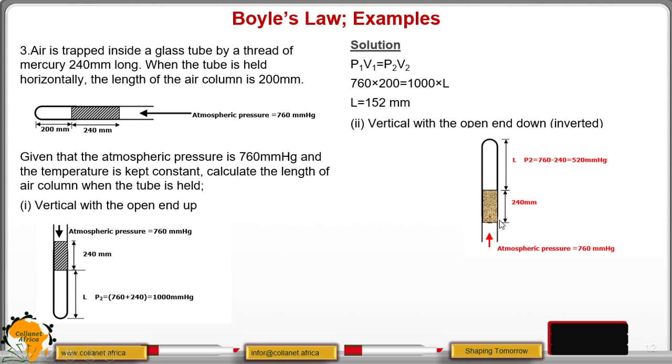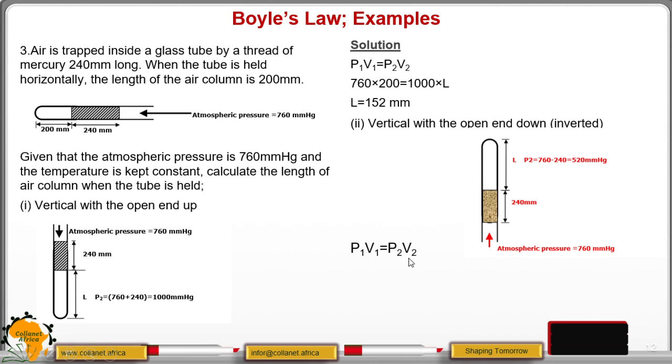Now, if you look at this diagram, you will find that there is atmospheric pressure. Remember, atmospheric pressure acts in all directions. And that is why in our case here we have it acting upward. And now we have this thread of mercury that was here, acting downward. So now we need to get the resultant pressure. For us to get the resultant pressure, you subtract, that is 760 minus 240. You get now that the pressure acting here will be 520 millimeters of mercury.